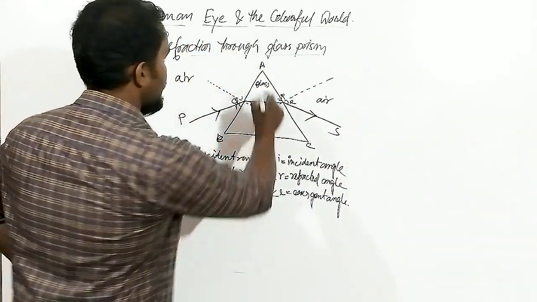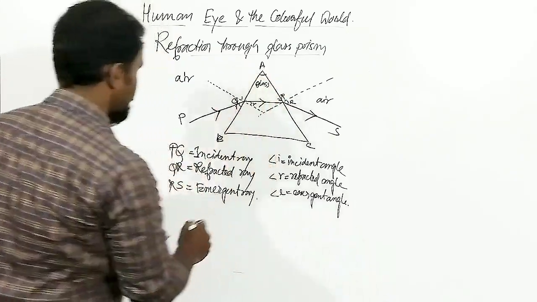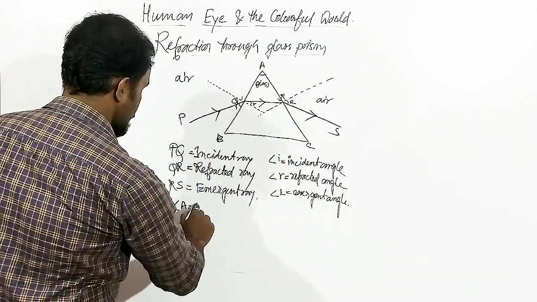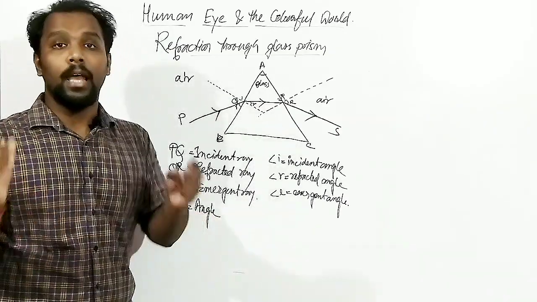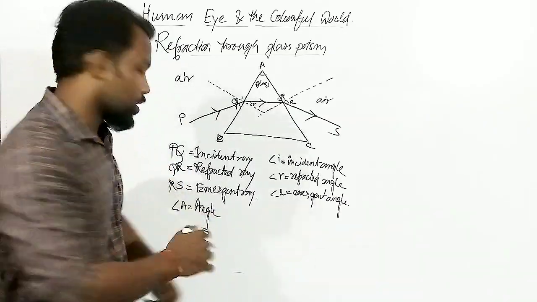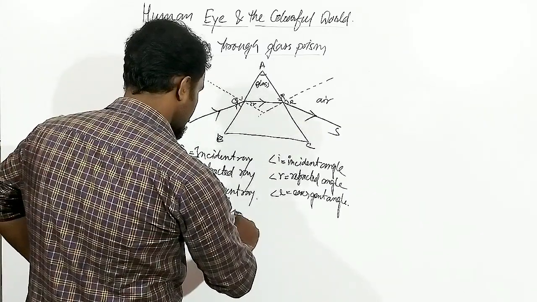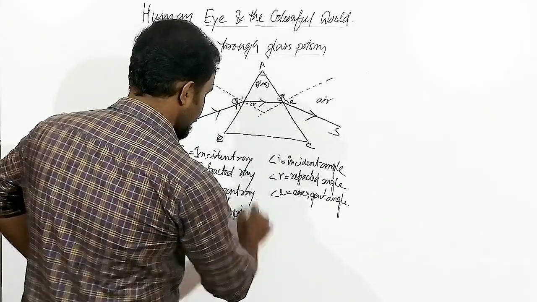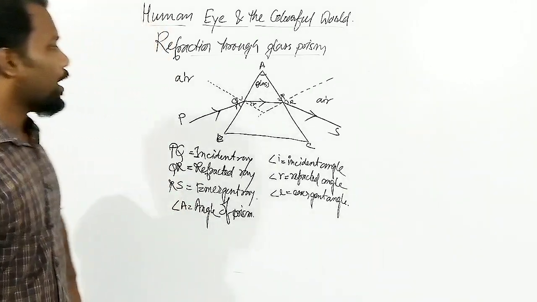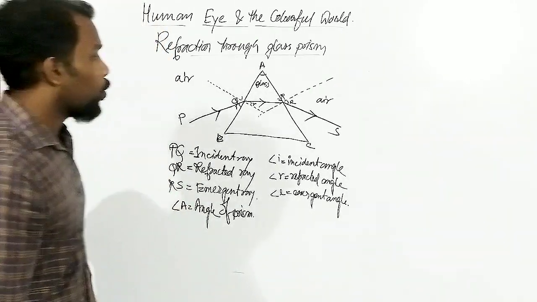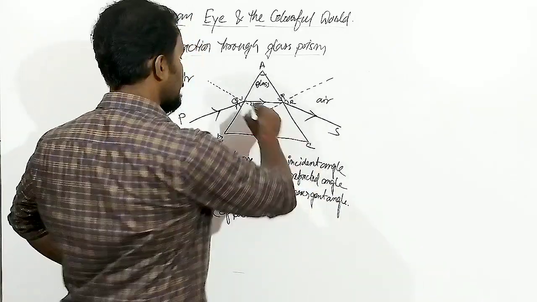And one more thing you have to write: this is known as what? Angle of prism. That is, angle A is known as the angle of prism. As I told you, the two rectangular surfaces make an angle, and that angle is known as the angle of prism.